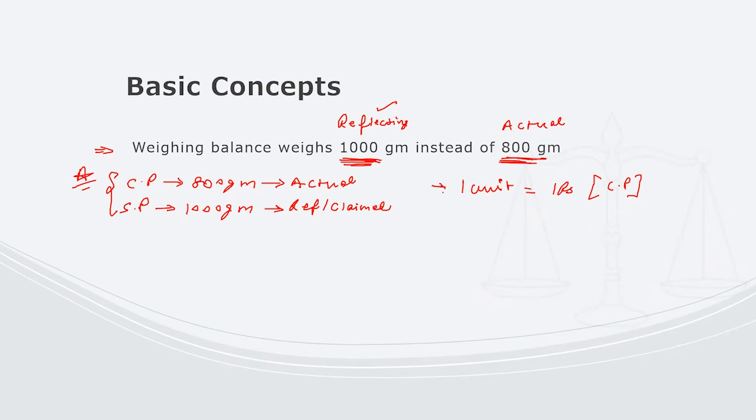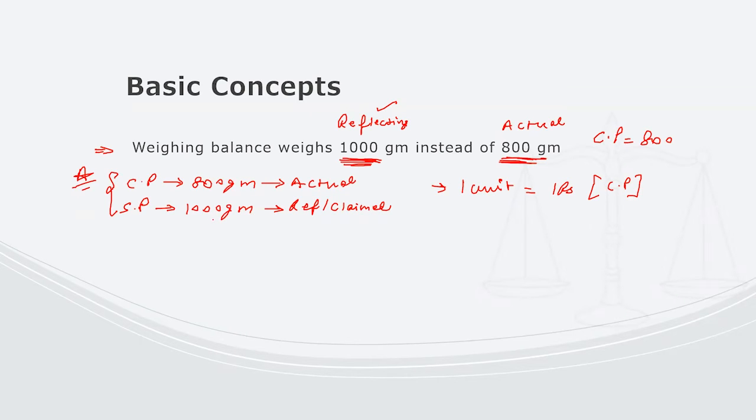I am presuming that 1 unit is equal to 1 rupee. So 1 gram is equal to 1 rupee. My cost price of this transaction will be what? 800 rupees. And my selling price of this transaction? Now in this transaction, they have not said anything about markup or discount or any of those things. Then I'm going to presume that 1 unit as 1 rupee is your selling price as well.